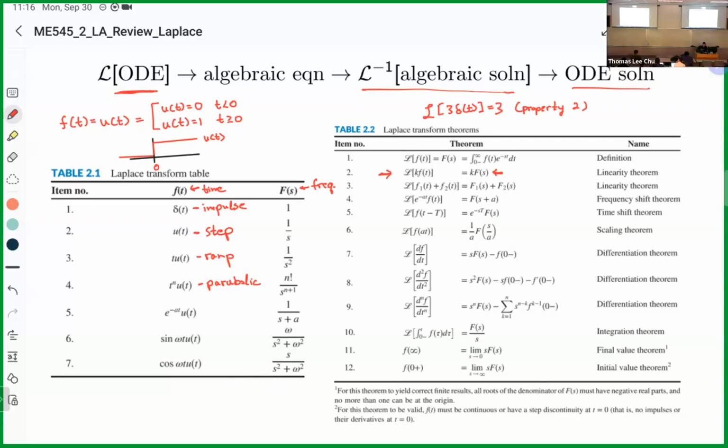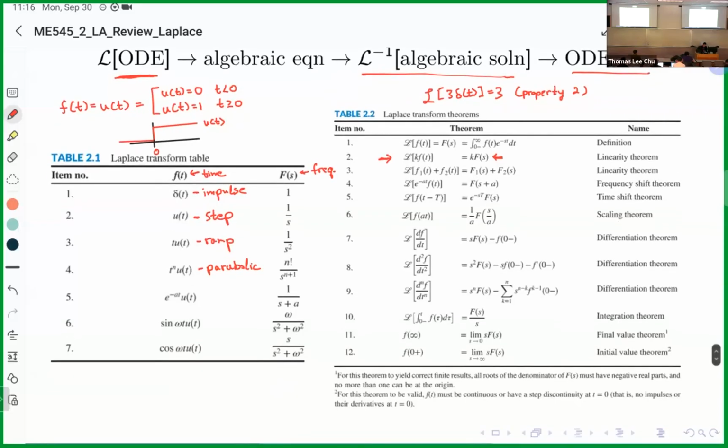It's kind of hard to understand why this is important until you apply this on some examples, but I just want to show you some of the properties. On the right-hand side, this is to really show you that properties 2 and 3 show that Laplace transform is a linear operation. And these are some other properties.